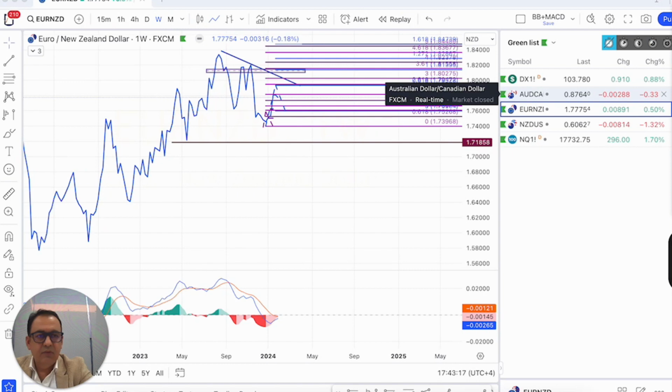So what I've done here, I've connected a falling trend line connecting the previous highs. I've made a falling trend line by connecting the previous highs, and I'm expecting the pullback at least for the retest of this falling trend line. Now let's move to daily time frame.